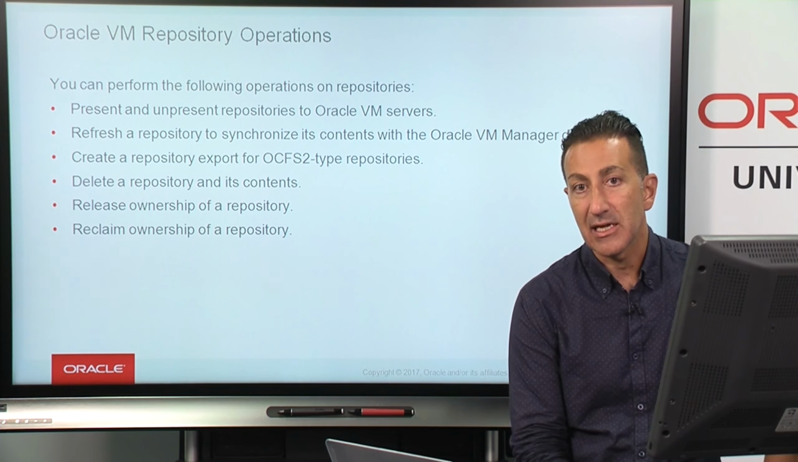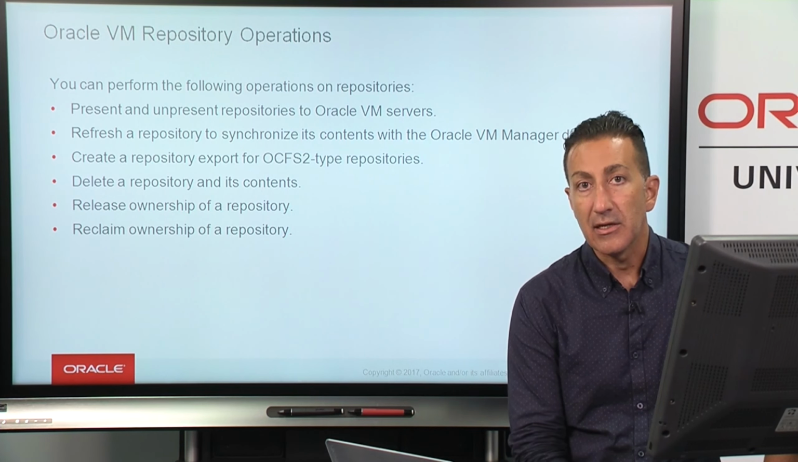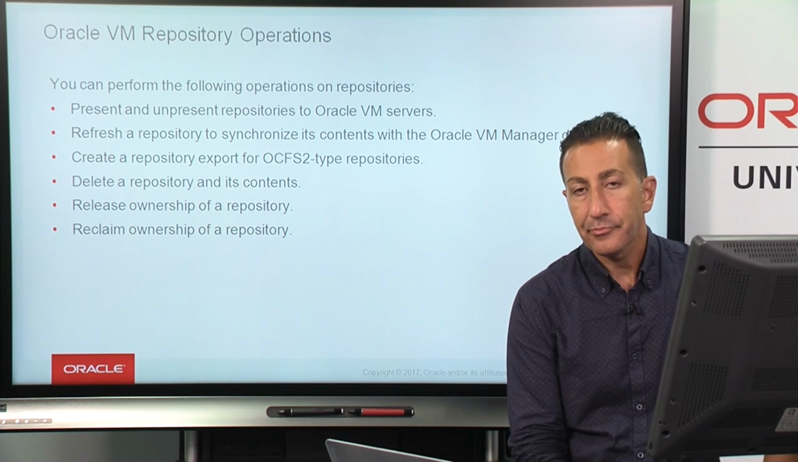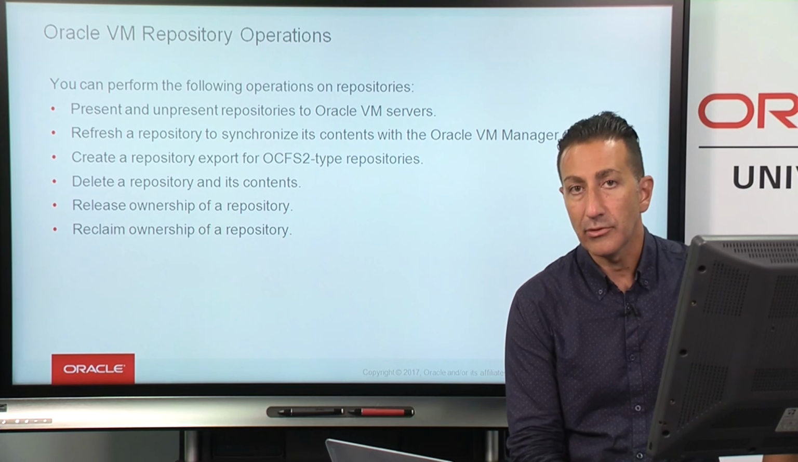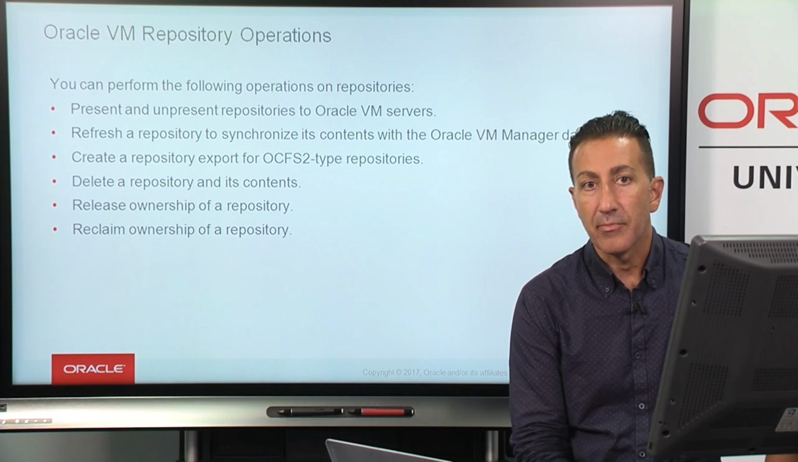Also, you have the option to create a repository export for OCFS2 type repositories. Remember, these repositories are mounted on the VM servers, and in the VM servers you create an NFS share that, for example, a client host should be able to mount, and in this way upload ISO images, templates, virtual machine files, or virtual disks for the virtual machines, right? And after that, remember to refresh the repository.